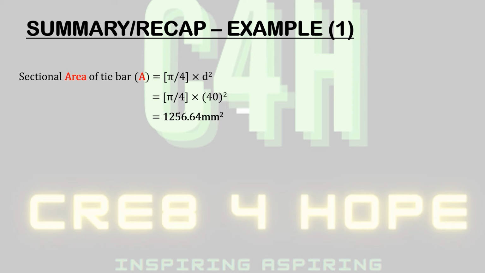As we already know, the diameter of the tie bar measures 40 millimeters. Thus, pi over 4 times 40 squared will give a value of 1,256.64 millimeters squared, however you want to have that stated. Again, it's up to you. You can convert your units from millimeters into meters. If you're going to convert this value from millimeters squared to meters squared, you need to divide the area in millimeters squared by 1,000 squared. So please take note of that.